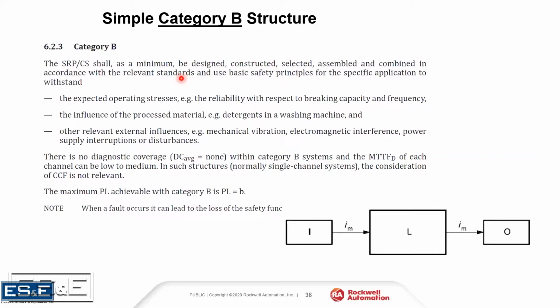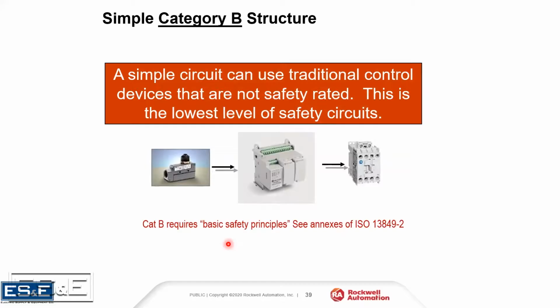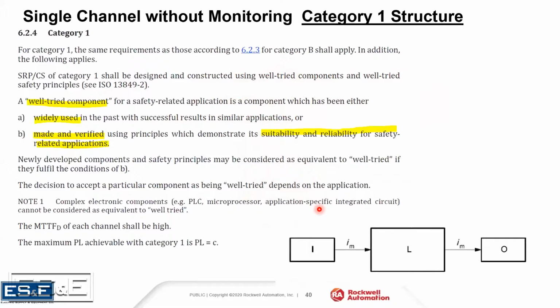As we look at what that circuit would actually look like, one thing you might notice is that these are just traditional control devices. You're probably asking, well, this is a safety circuit. Typically, you're used to seeing devices that are red, or some yellow. But in this particular example, you can achieve a very simple category B type structure with standard traditional control devices. And as we look at what a category one does for us, it's a little bit different.